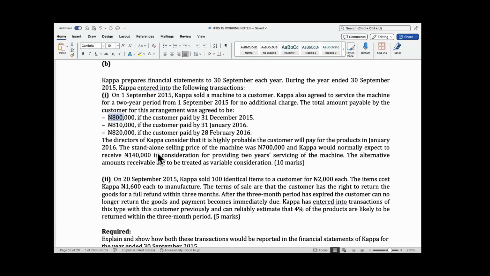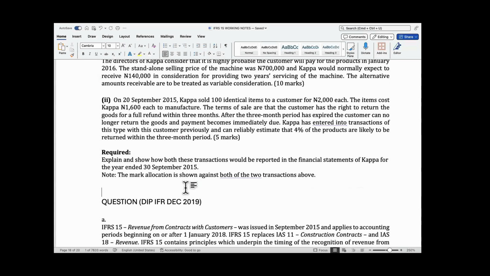Now, they gave us the standalone selling price of the machine. Meaning that if we were selling the machine alone, without the servicing that we are giving to the customer, we would have sold it for several hundred. And if we were going to service for 2 years, we would have charged 140K, 140,000 for servicing. So how do we deal with this in the exam?